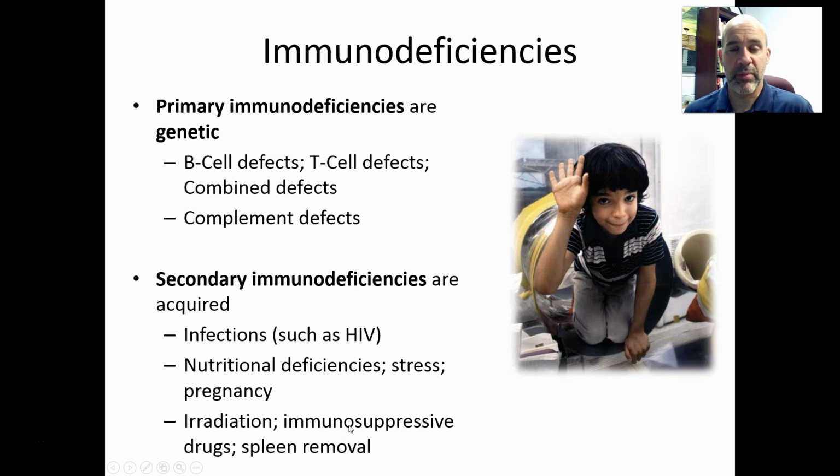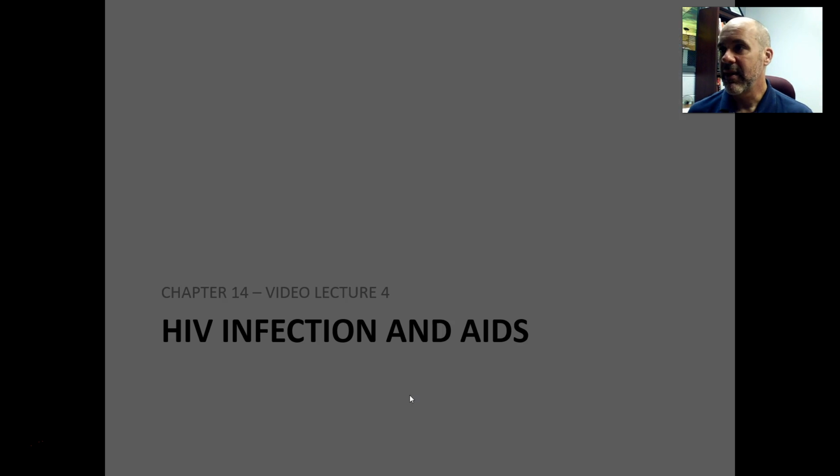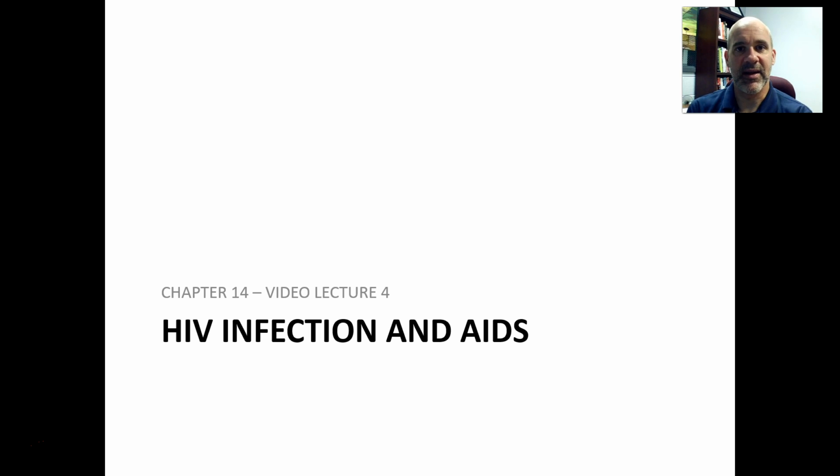any kind of immunosuppressive drugs, like let's say, when you get a lung transplant, heart transplant, something like that, they generally put you on drugs that suppress your immune system so that your immune system doesn't attack those donated tissues. Or if you lose your spleen, that's your blood filtering organ that helps you generate immune reactions. That's going to leave you with an immunodeficiency as well.